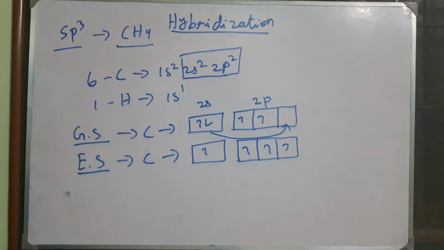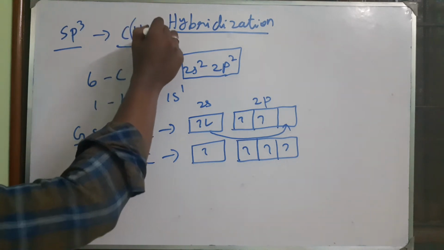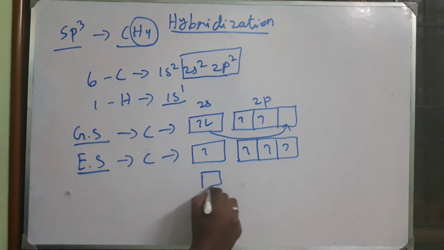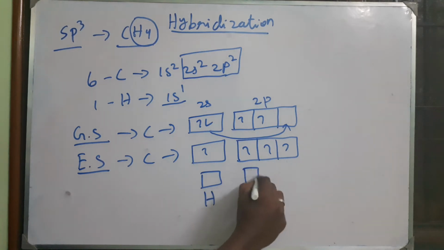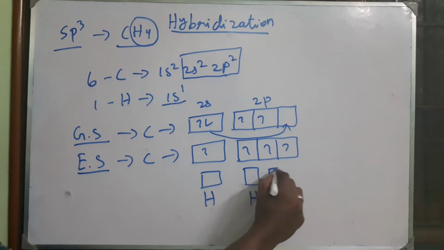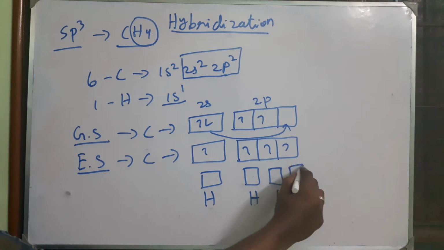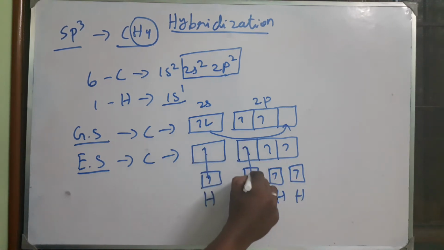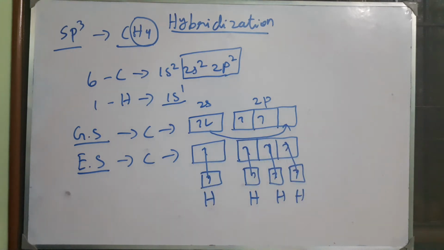In the methane compound, how many hydrogens are there in total? 4 hydrogens. The hydrogen outermost shell has only 1 electron. Here all the hydrogens are bonded with each electron of the carbon atom. See, like that the chemical bond is forming.